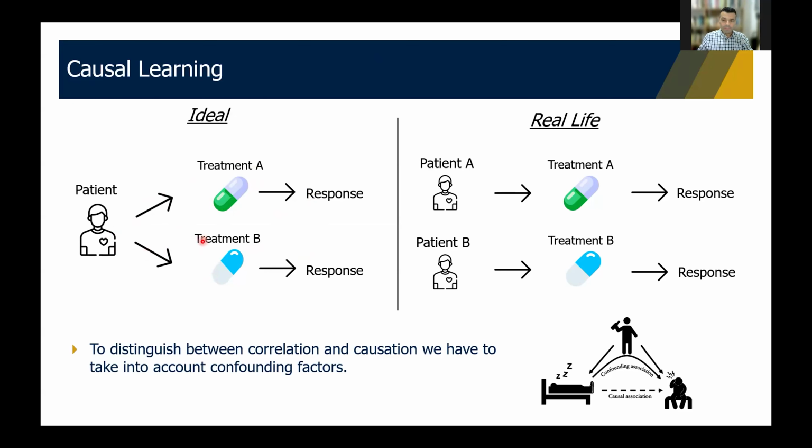So what's the best we can do? We have patient A, and we give him treatment A. Patient B gets treatment B, and we try to make patient A as similar as possible to patient B, okay? But it's never perfect. And these differences are the main thing that we try to get over when we use causal learning, okay? How to distinguish between causation and correlation that arise because of the confounding factors that always happen when we give different persons different treatments.